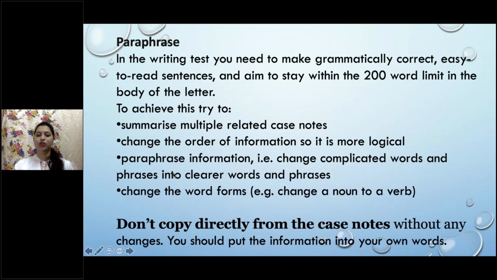And then you paraphrase information. Don't just copy the case notes as they are directly. Try to rephrase it or reframe the sentences. Try to use synonyms, which gives you brownie points. So change the word forms. For example, change a noun to a verb, active to passive.